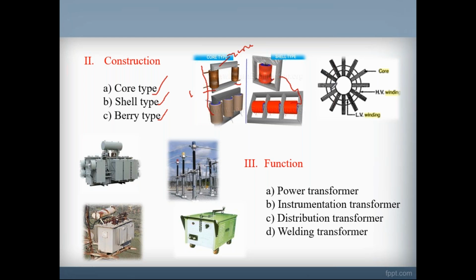It needs more material and it looks big in size, so it needs more space. That's why we do not use this type of transformer in real-time applications. We use core type and shell type. For better cooling purposes, we always prefer the shell type transformer, because air flow happens easily and we can provide cooling by using air. So this is the second type of category.